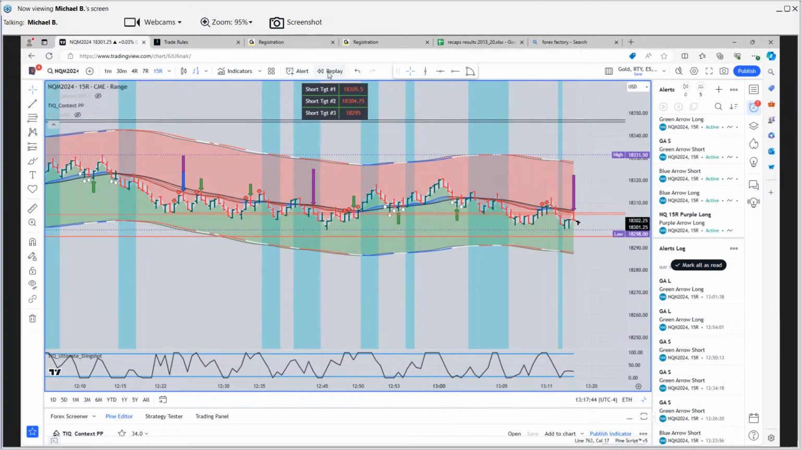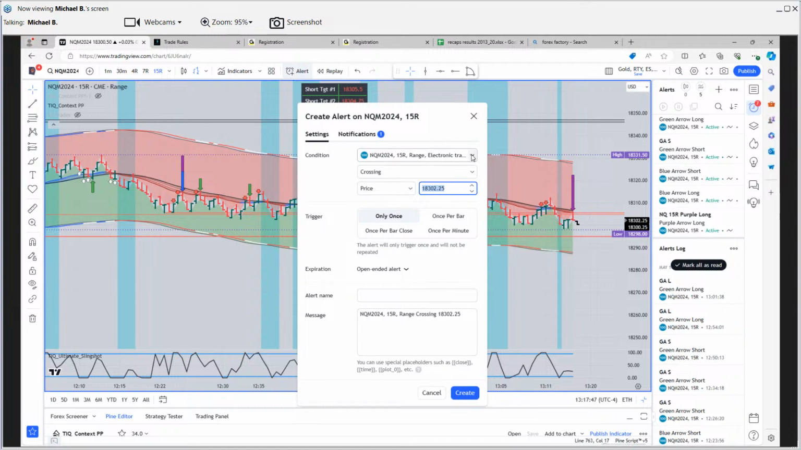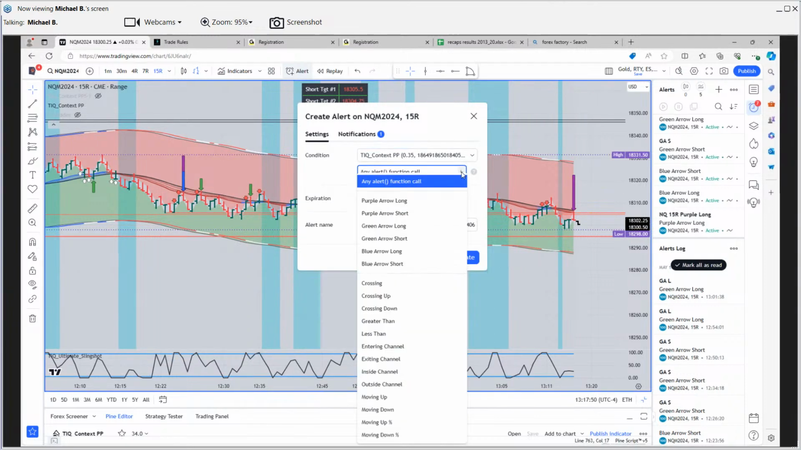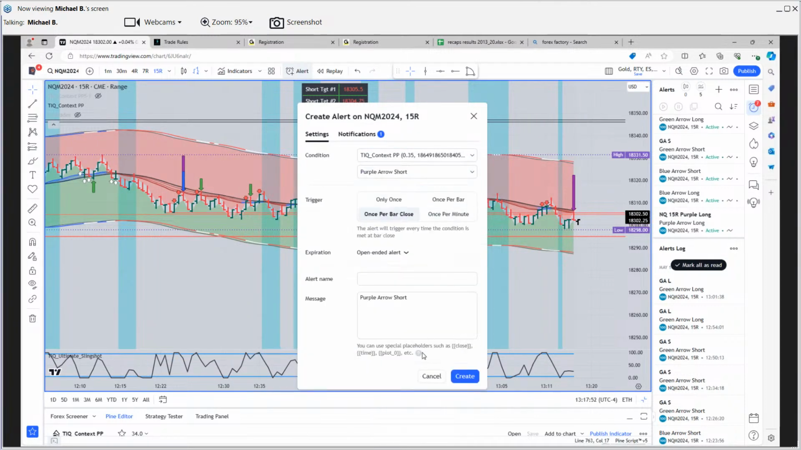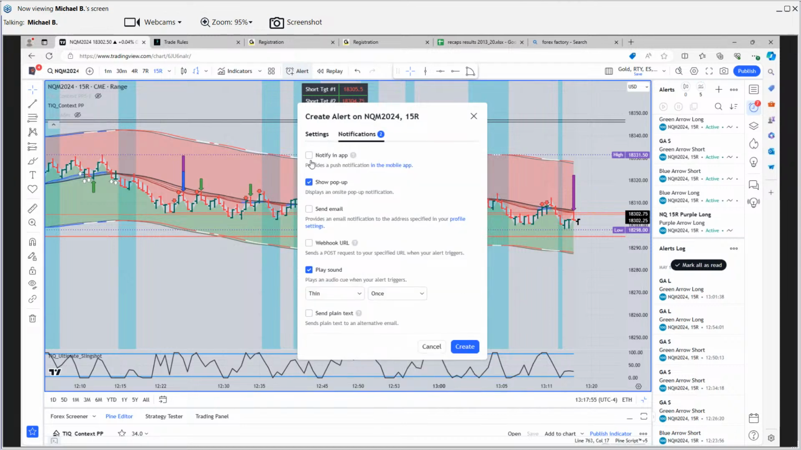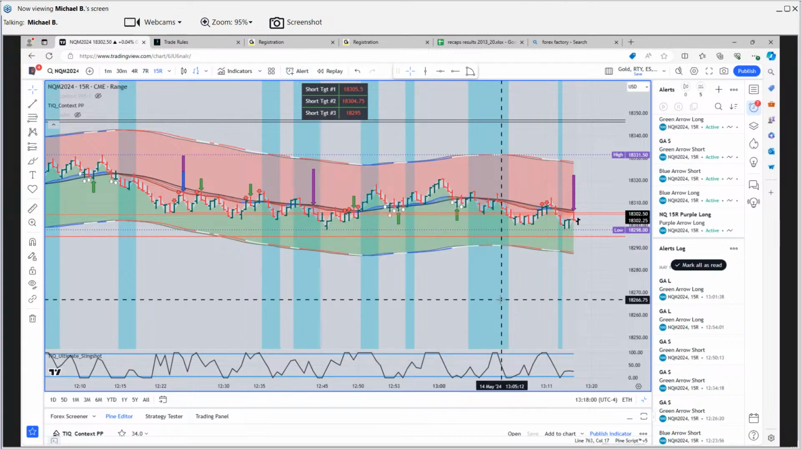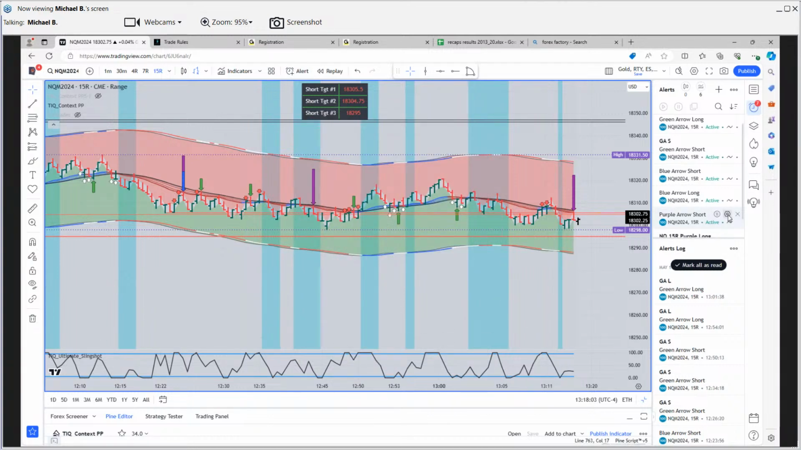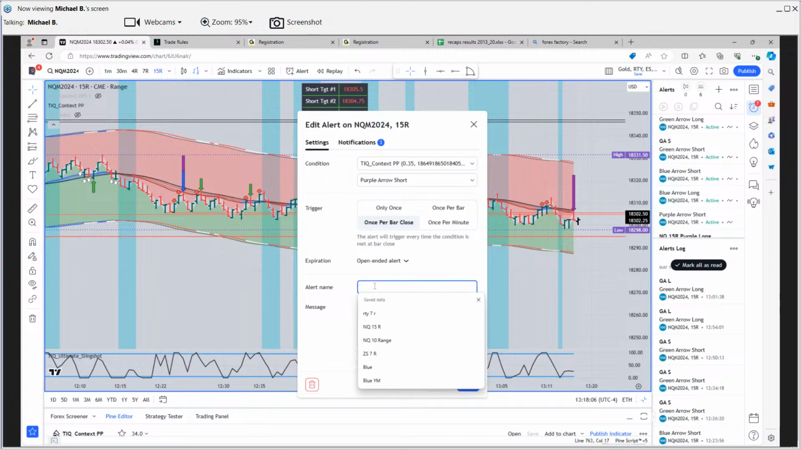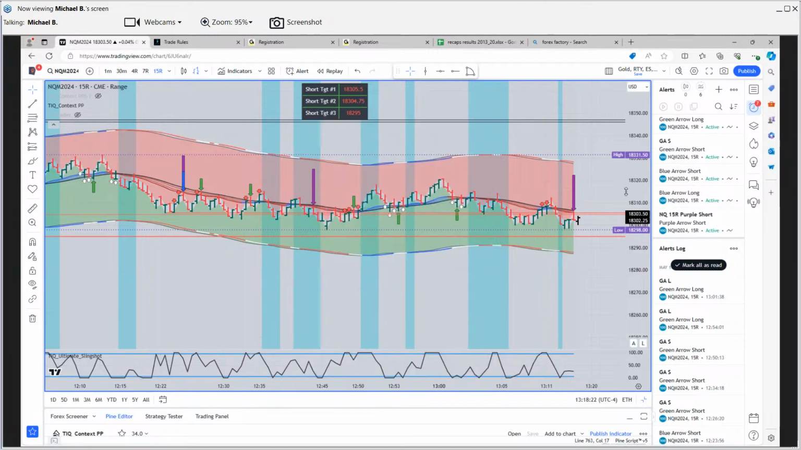I mean, I'll create one. I don't know if we're going to get another chance to see one of those, but let me put a purple arrow short on here. It's context PP, and we'll do a purple arrow short and alert once per bar close. And let's do a pop-up, notify in the app, and that's it. That's enough. I'll create that. Okay, so now it's over here, the purple arrow short, and I didn't actually name it. I can name it here: NQ R purple short. Okay, so once per bar close, notified where I want to be notified, I'll hit save on that.